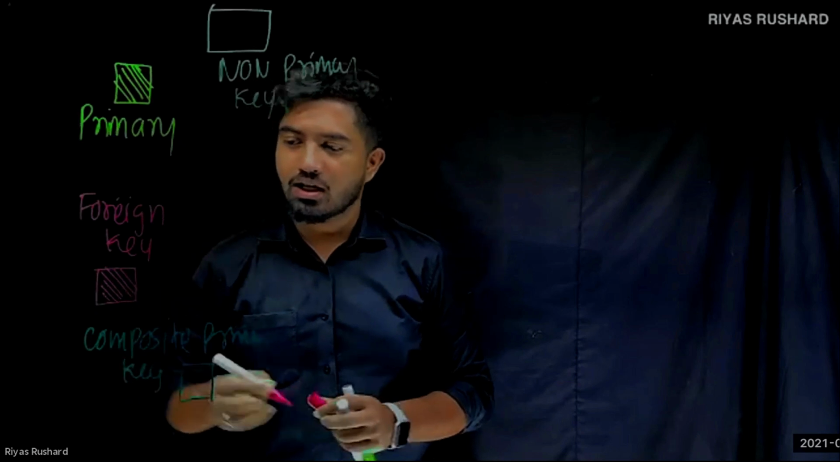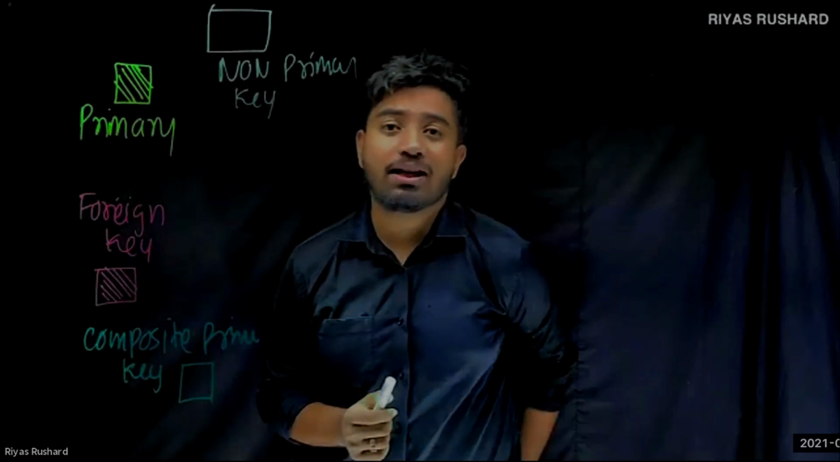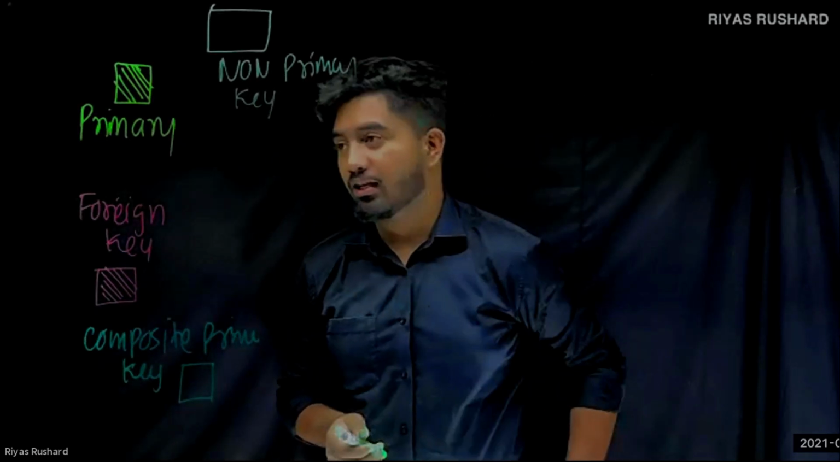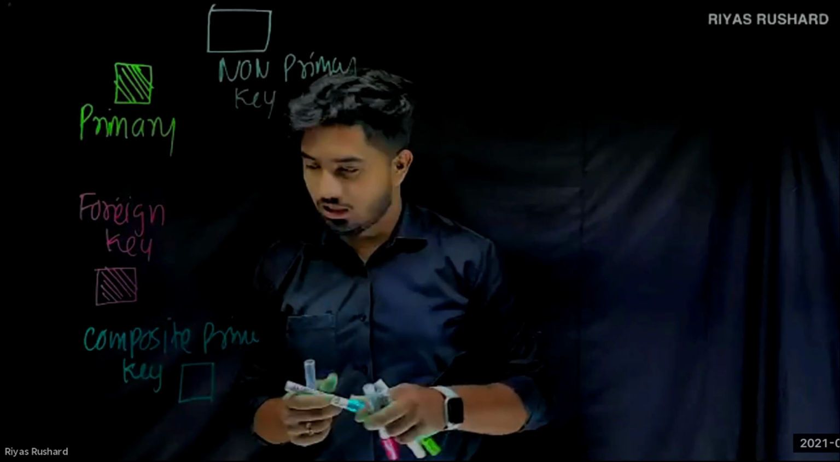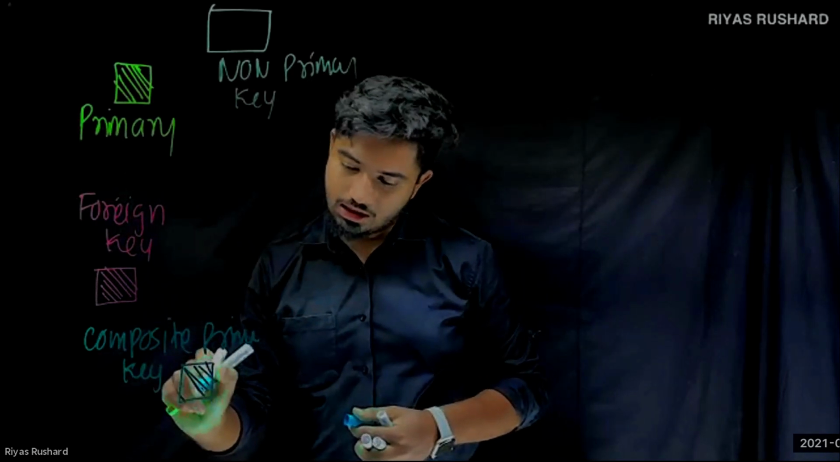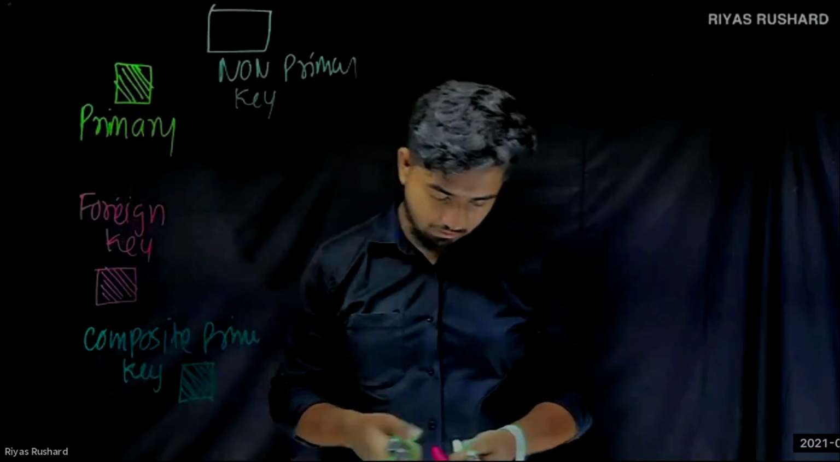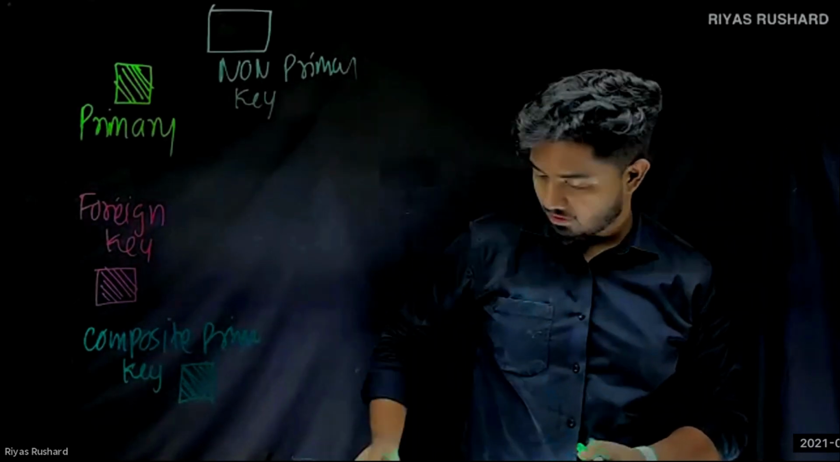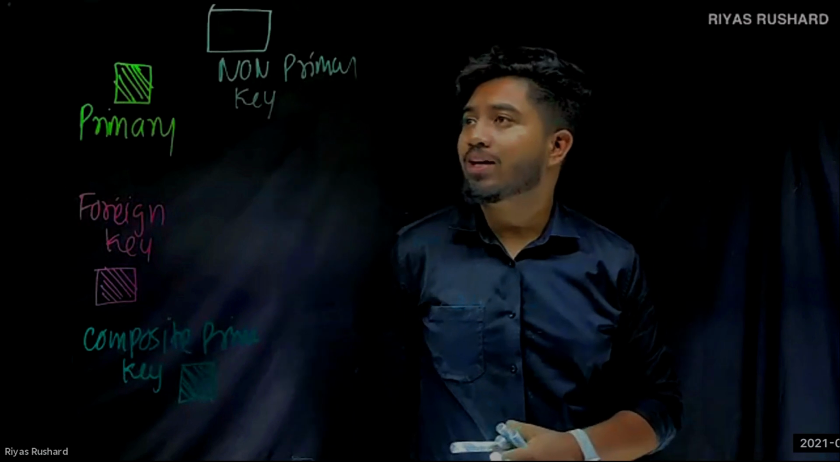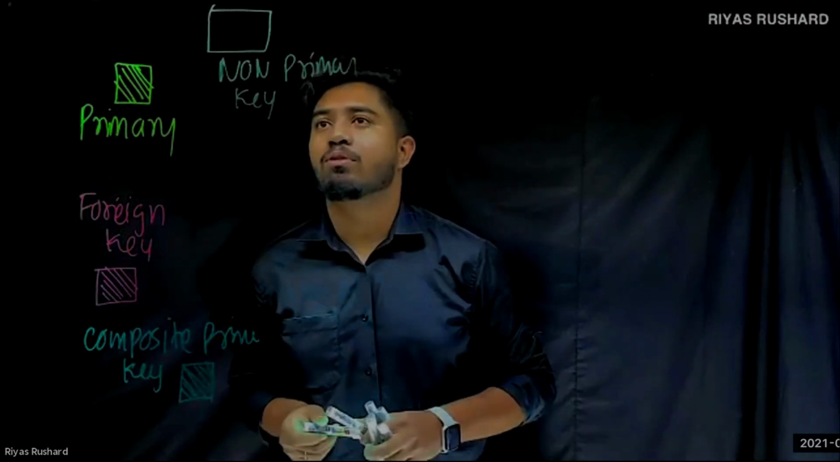So it will be easy for you all to learn. We have the blue in color, and finally we have the white, non-primary key attribute.